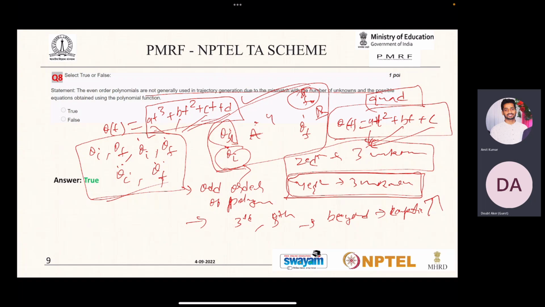No, no. Degree means the maximum power of that equation. So this is the variable, t. The maximum power is 3. So that is known as the degree, or order. So this is a third order polynomial. Understood? Okay, good. So let us move to the next question.